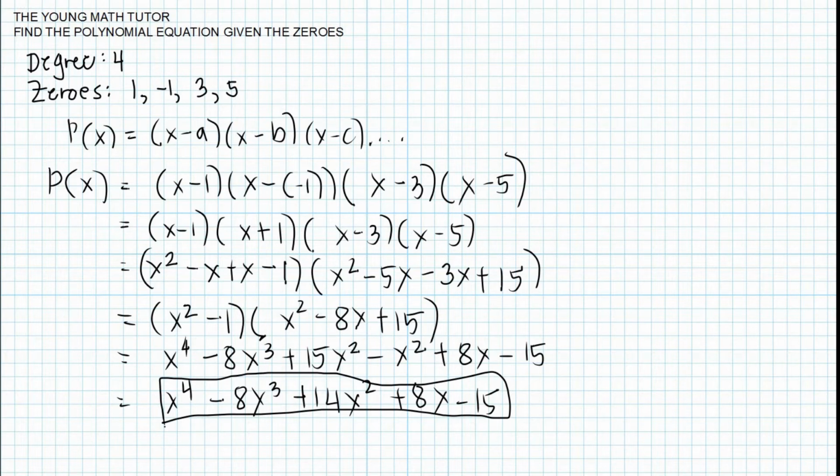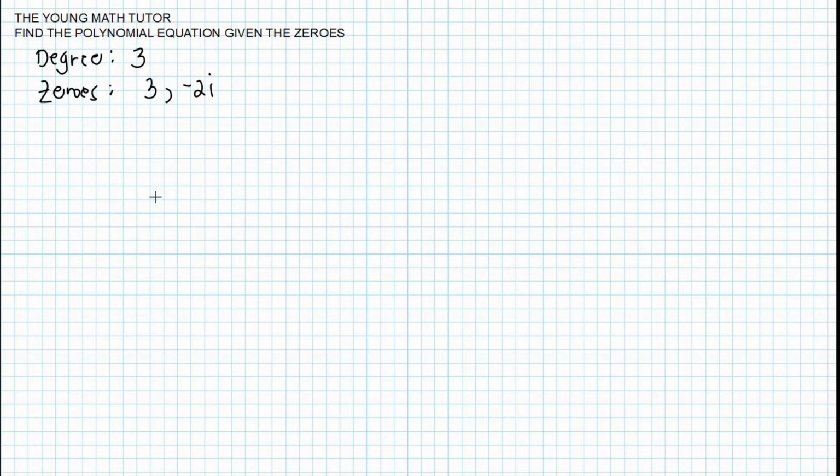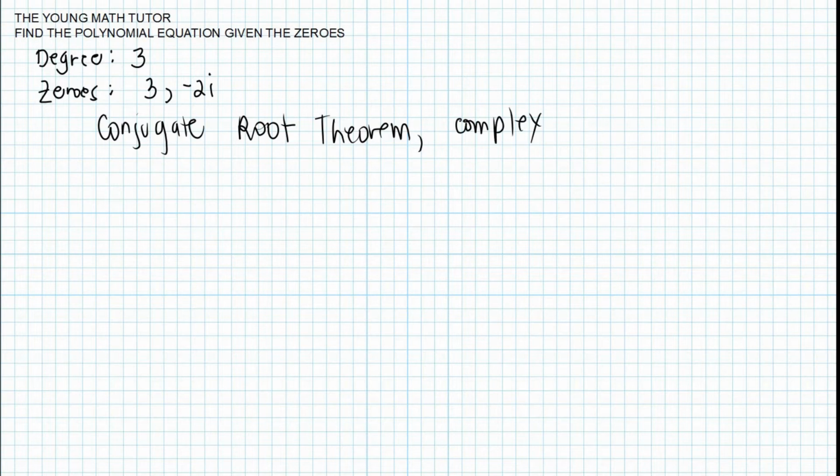Okay, so let's try another one, and we have a polynomial with the degree 3 and zeros 3 and -2i. So there are only two given zeros, but remember that the conjugate root theorem says that if we have one imaginary root, then it's automatic that they come in pairs. So that means that if we have -2i, we also have +2i. So our zeros will be 3, -2i, and 2i.